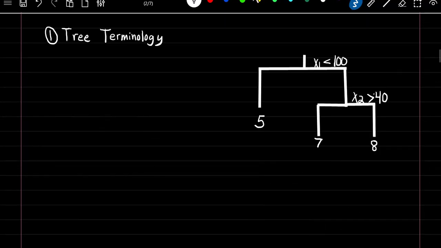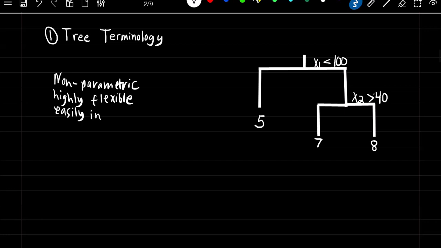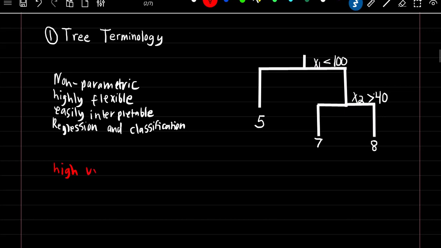Tree terminology. So first off, decision trees are non-parametric methods, so we're not going to estimate any parameters. They're highly flexible. They're easily interpretable. And they can be used for both regression and classification. So the con is they often suffer from high variance. So our estimates usually aren't the most accurate.